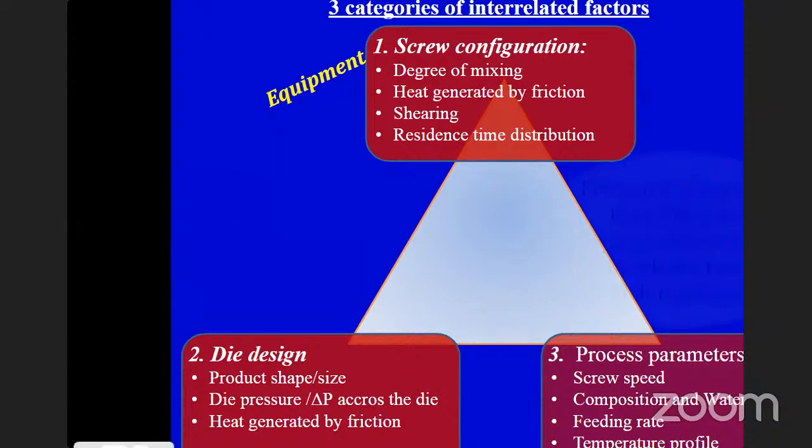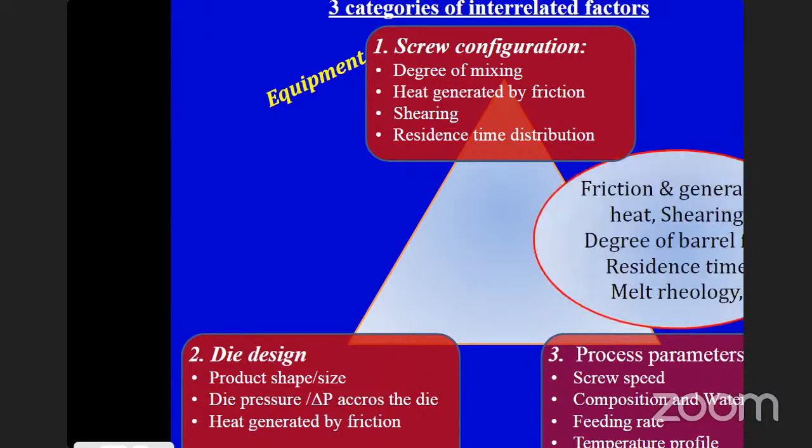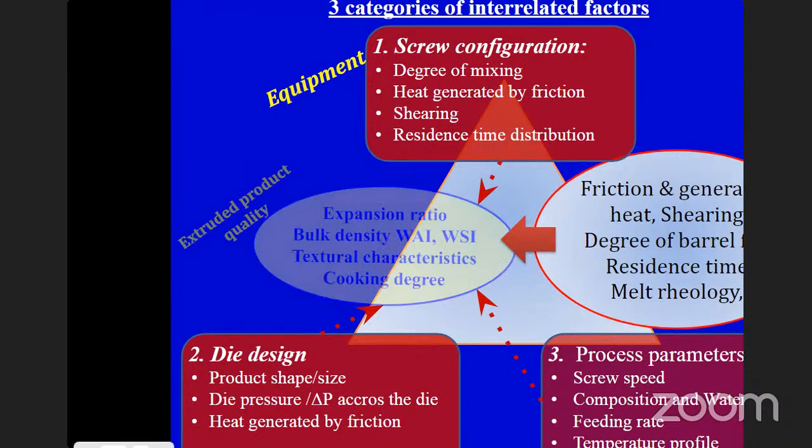All these factors are interrelated, affecting the shear rate and friction, and also the generated heat, which in turn affects the melt rheology, which plays a predominant role in determining the quality of extruded products in terms of expansion ratio, bulk density, water absorption index, water solubility index, and the cooking degree in the case of pasta. So the selection of the correct type of extruder and the operating conditions have to be carefully considered.